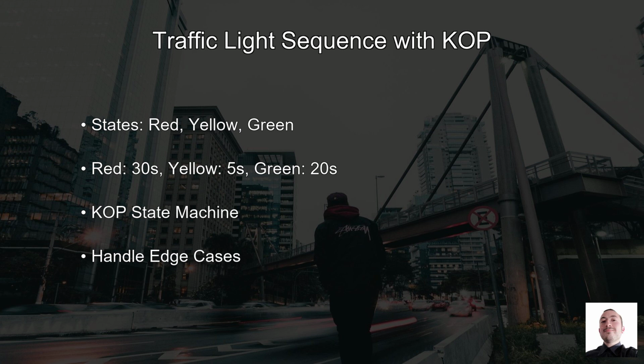Remember, the key to a flawless sequence is in the timing and the smooth transition between states. Ensure your KOP code handles edge cases, like rapid state changes due to external triggers. This meticulous approach guarantees a robust and reliable traffic light system.